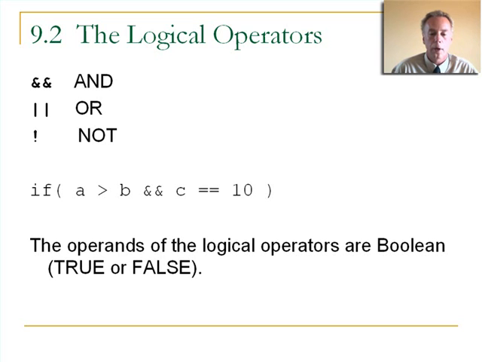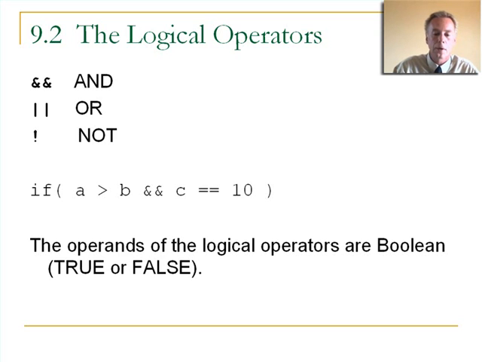So here's a way of using logical operators to make a more interesting condition for if statements and while loops and so on. So look at this condition: if A is greater than B and C is equal to 10. So when would that condition evaluate to true? Well, because it's the logical and, that would be true if A is greater than B and C is equal to 10. So both of them would have to be true for that condition to evaluate to true and then go into the body of the if statement.